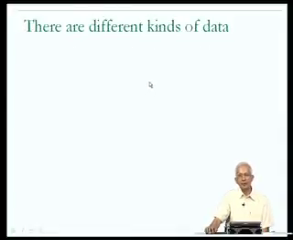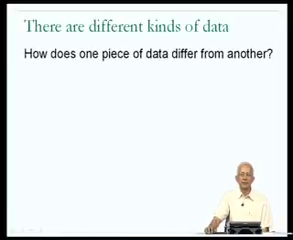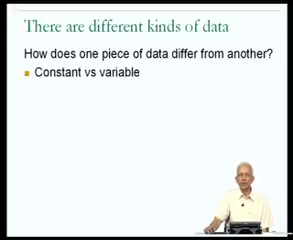Now, let me start off by saying that, as you are probably aware, there are different kinds of data. For the different kinds of programs that you write, you will find that there are different kinds of data, and we need to be more specific. Let me therefore ask the question, can we list out how one piece of data differs from another piece of data? From your experience with programming, you will be aware that some pieces of data are constant in that they do not change in value during the execution of a program, whereas there are other pieces of data which are variable.